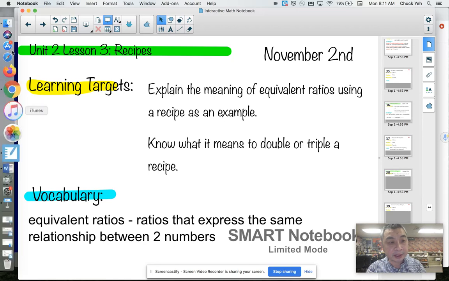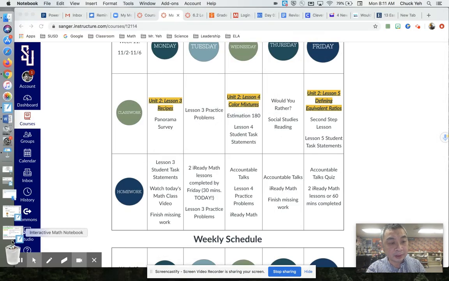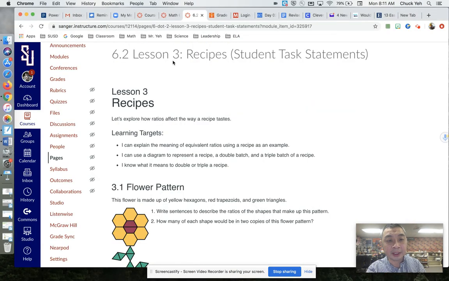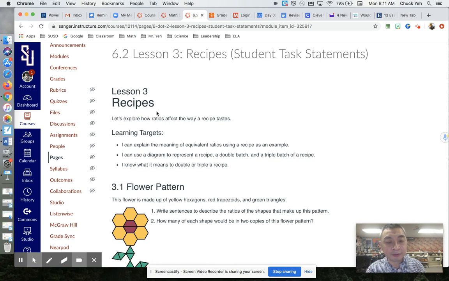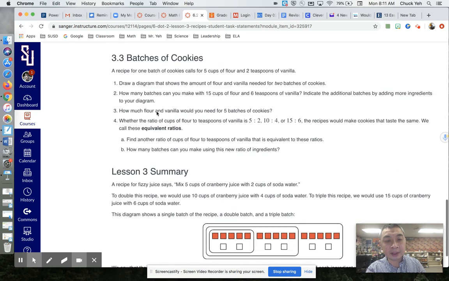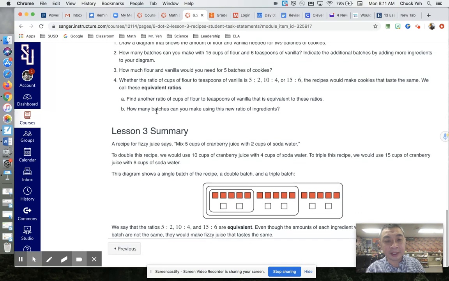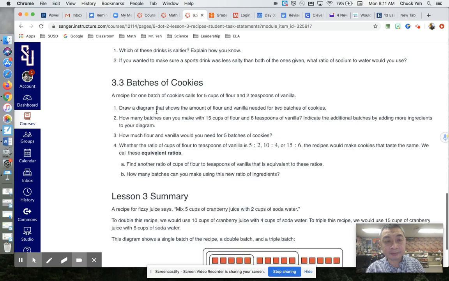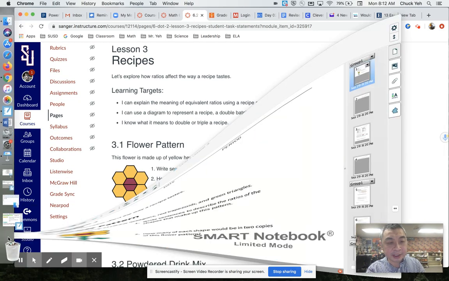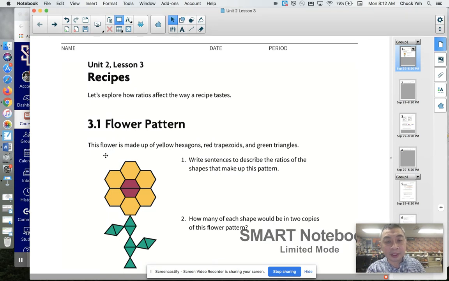It's going to look like this. Oops, sorry. When you open it up, you can see the student task statements. We're going to do the flower pattern, powdered drink mix, and the batches of cookies, and then read the summary when you're done. I will pull it up over here on this side. You're going to put all of this in your notebook.